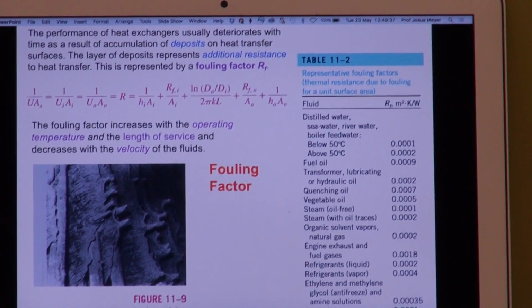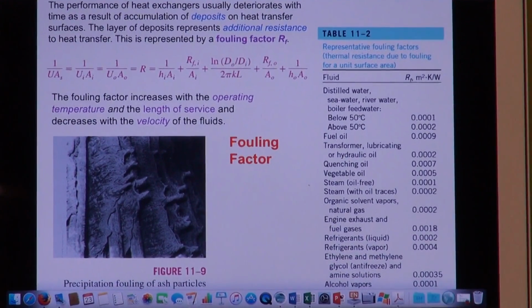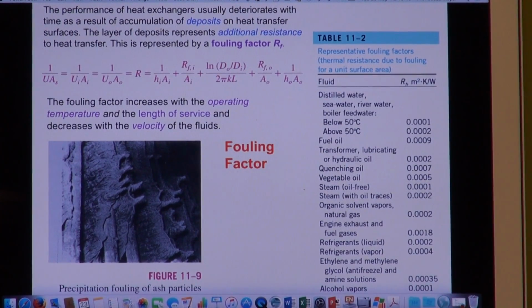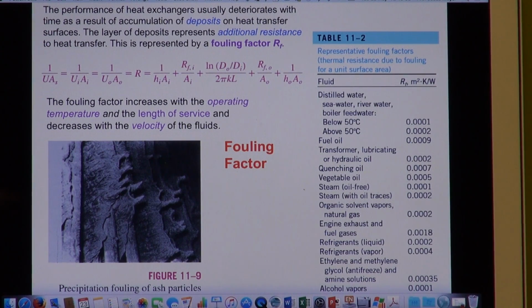There we can see typical fouling values for different types of heat exchangers. For distilled water, for example, below 50 degrees Celsius, the value would be approximately 0.0001. For above 50 degrees Celsius, you can see approximately 50 degrees Celsius plays a big role. Then the overall fouling would typically double. And for air, it is approximately 0.0004.